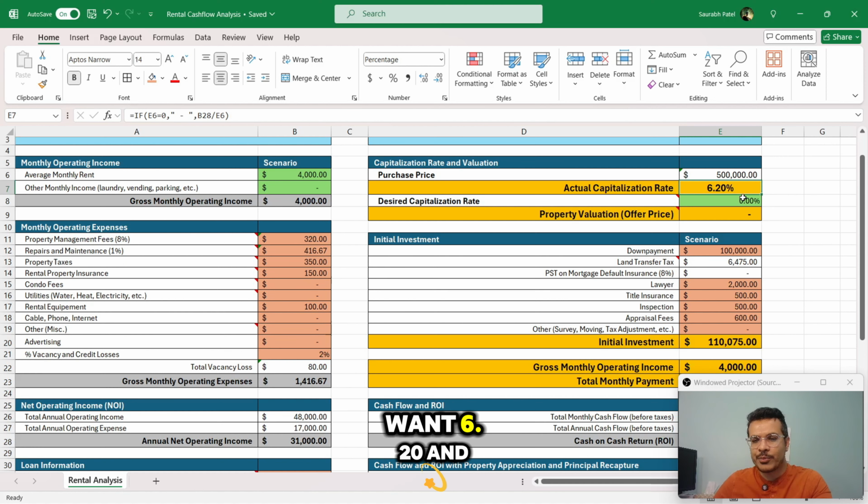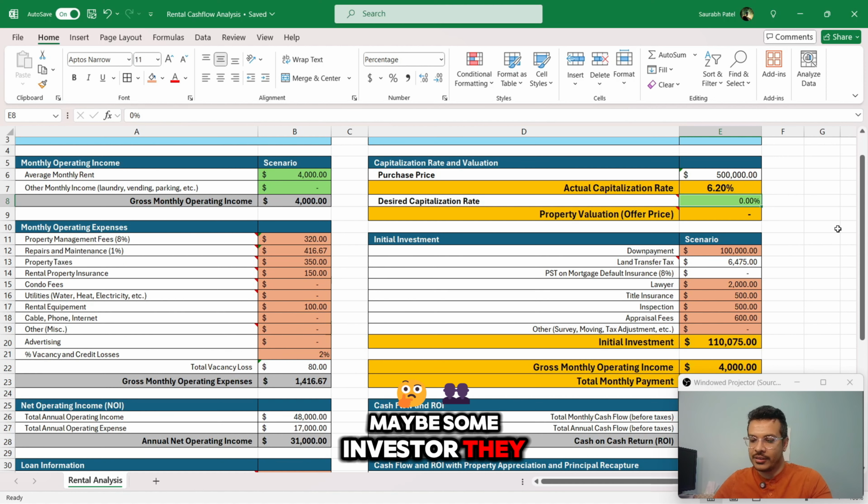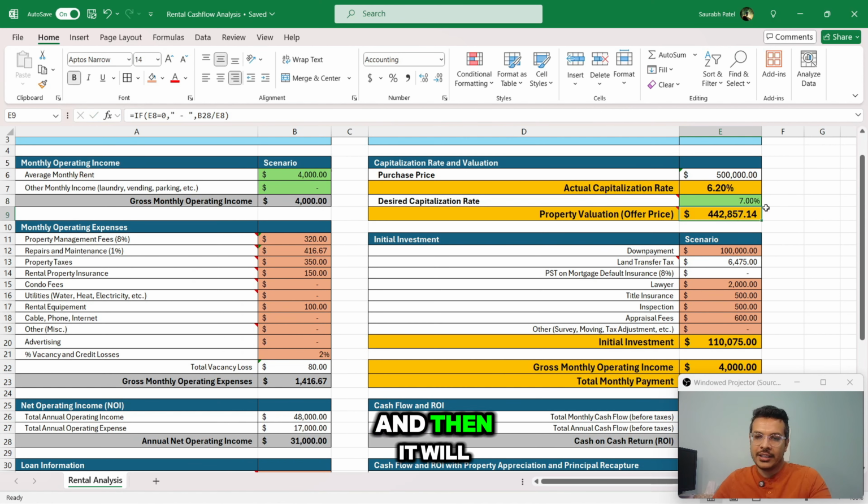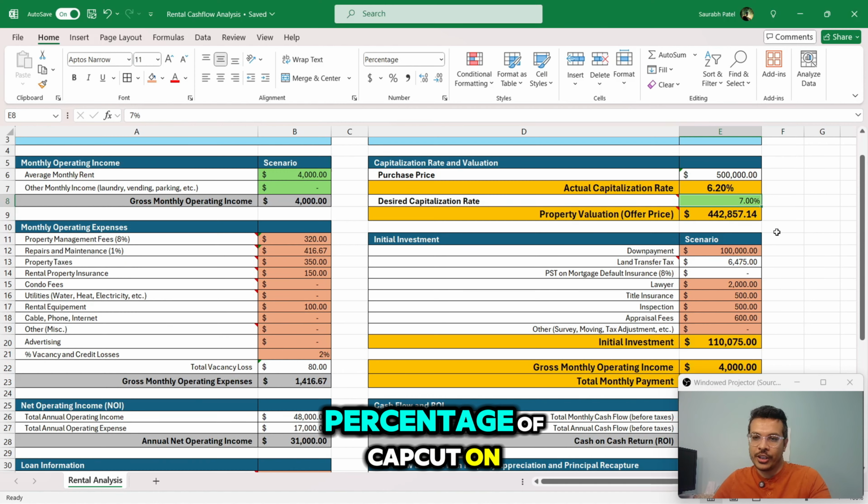Like, I do not want 6.20, and maybe some investor says, okay, I want a 7% cap rate on that property, and then it will spit out how much you should put an offer of to get the 7% cap rate based on the monthly income and expenses on that property. So in our case, the property is going to be $442,857.14. That's your offer price if you want a 7% cap rate on that property.